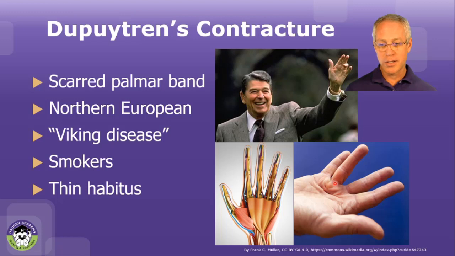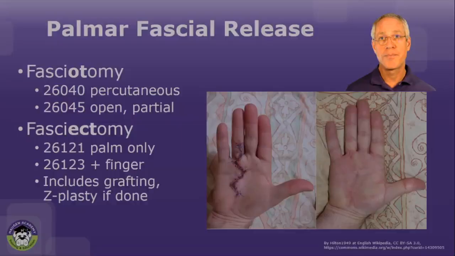So here's what that looks like up close. There's a palmar band pulling the finger into flexion, which is kind of inconvenient in the way. So there are ways, fortunately, to treat this.